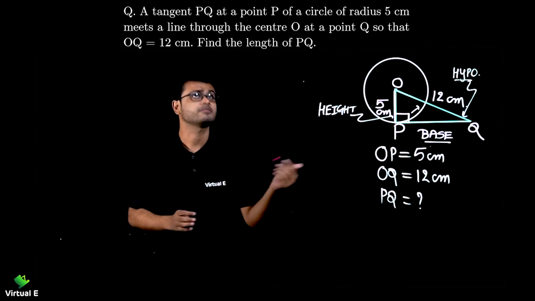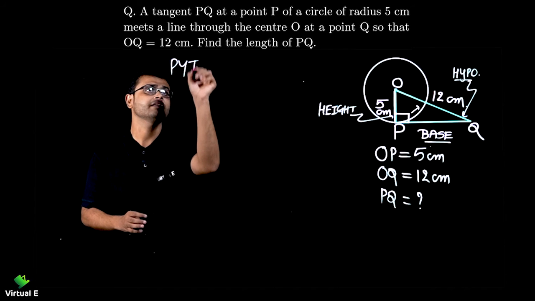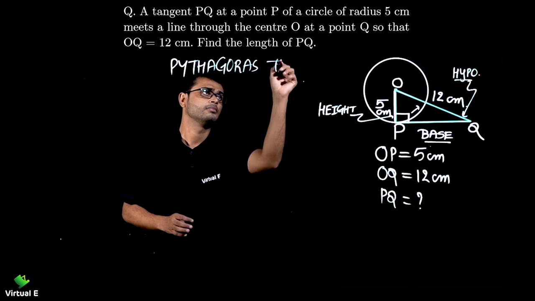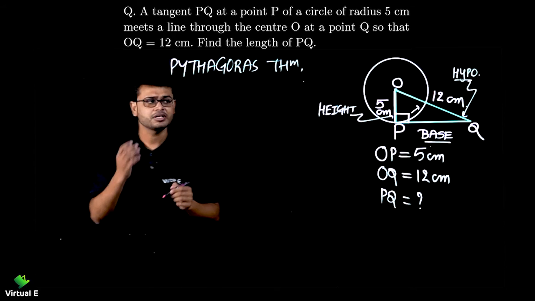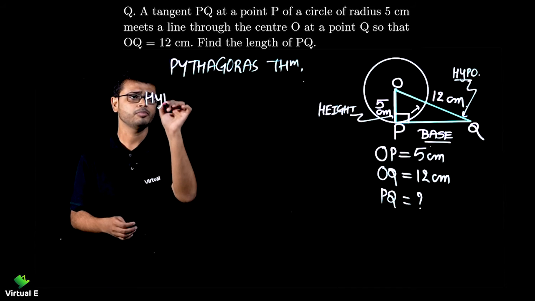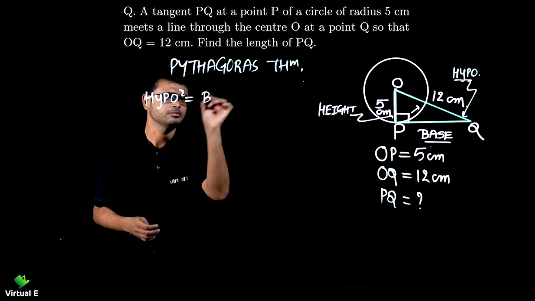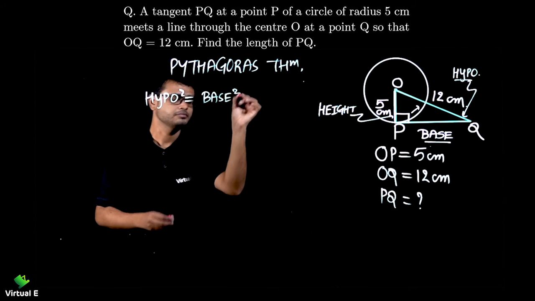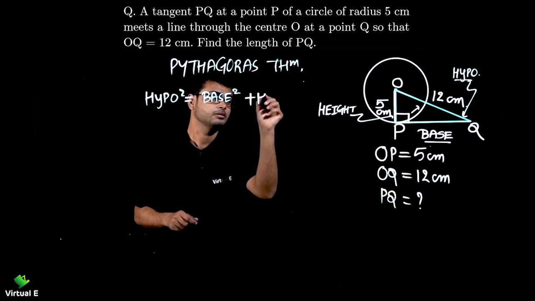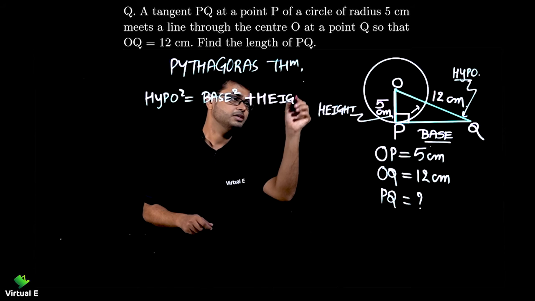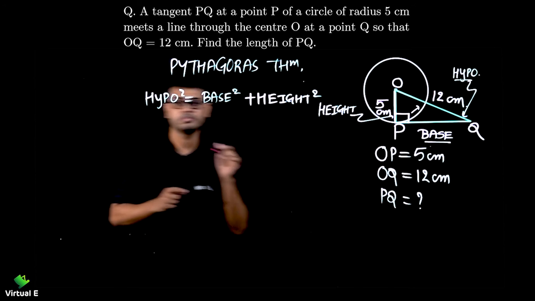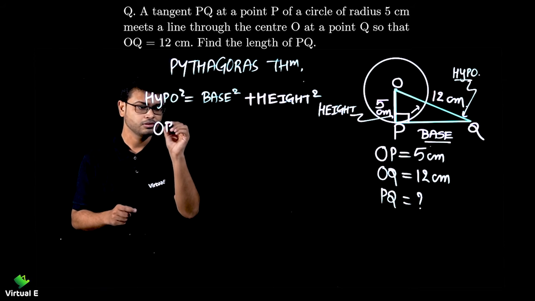Let's use the Pythagoras theorem. Very simple. So Pythagoras theorem. Let's write the general statement, which is hypotenuse square. I'm going to write short form. Hypotenuse square is equal to base square plus what will come? Height square. Height is here only. Height square. Simple. Now what is my hypotenuse? OQ. Simple. We need to substitute the value.